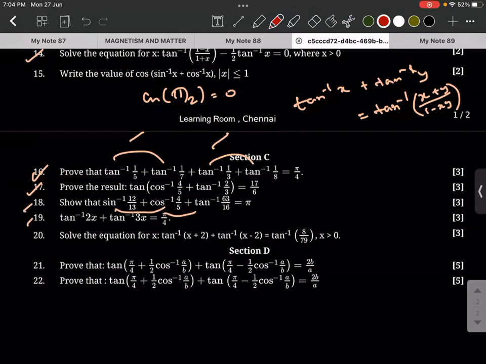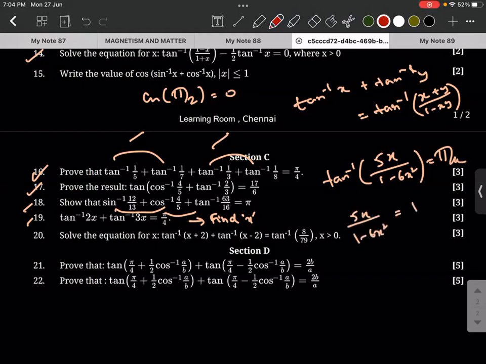19th one. Tan inverse 2x plus tan inverse 3x. Same logic. Here the task is to find x. I can actually do it in one step. Tan inverse of (2x plus 3x) by (1 minus 6x square) is equal to pi by 4. So 5x by (1 minus 6x square), and tan pi by 4 is 1. So 5x is equal to 1 minus 6x square, or 6x square plus 5x minus 1 is equal to 0. Factorize it, you will get x is equal to 1 by 6 and minus 1.